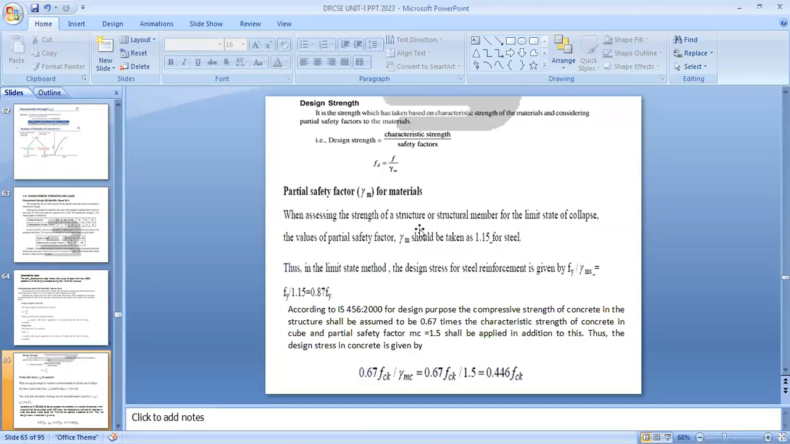So what is partial safety factor? When assessing the strength of the structure for the limit state of collapse, the values of partial safety factor are indicated as 1.15 for steel and 1.5 for concrete. Then the design strength is very, very important. It is a strength which is taken based on the characteristic strength of the material and considered important.